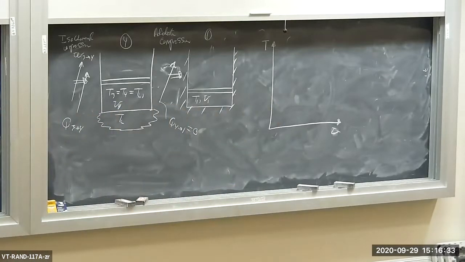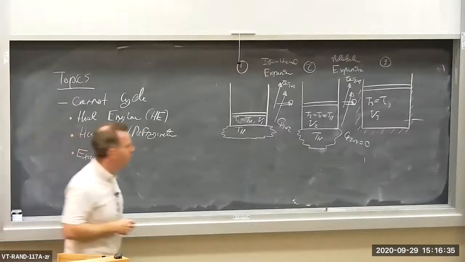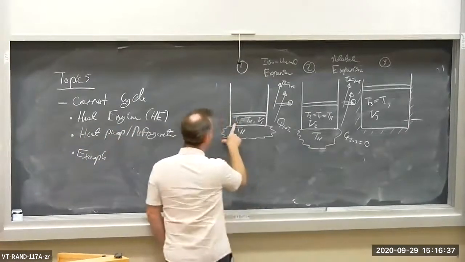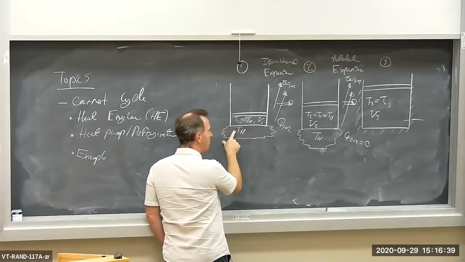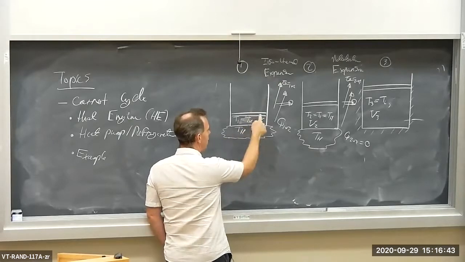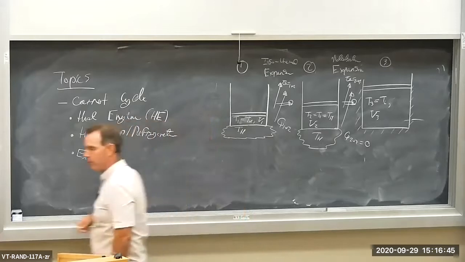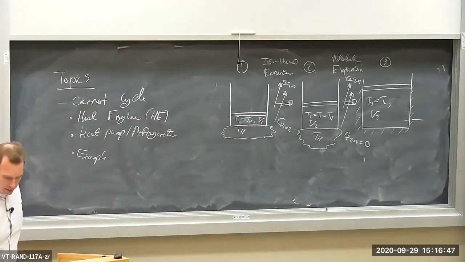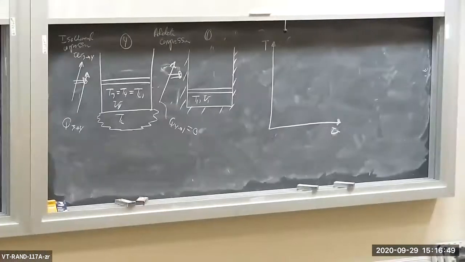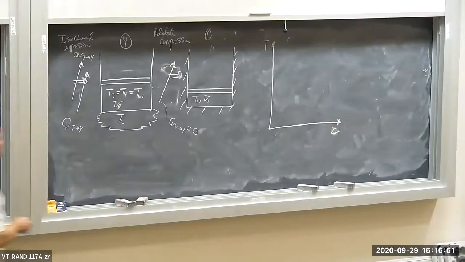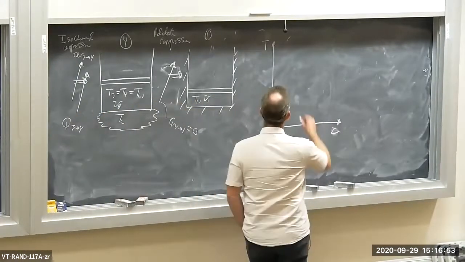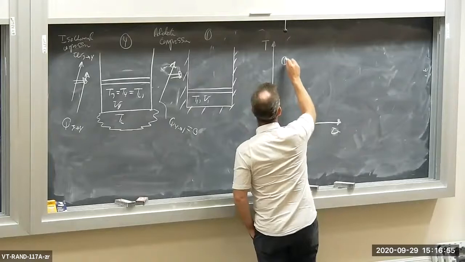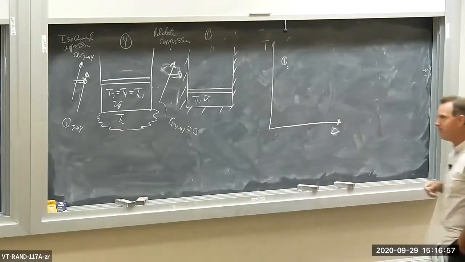Let's go back and look at how we're going to start drawing this. At state 1, we're at a high or a maximum temperature, and we're at apparently the smallest volume. So state 1 is at the smallest volume and the highest temperature. So I'm going to put my state 1 right here on the TV diagram, okay?